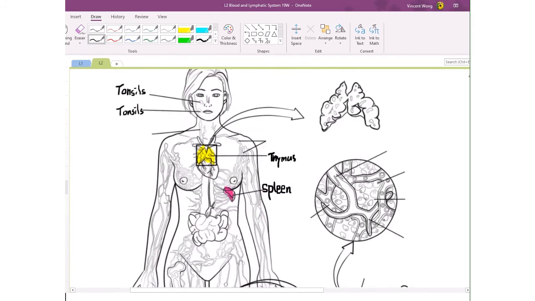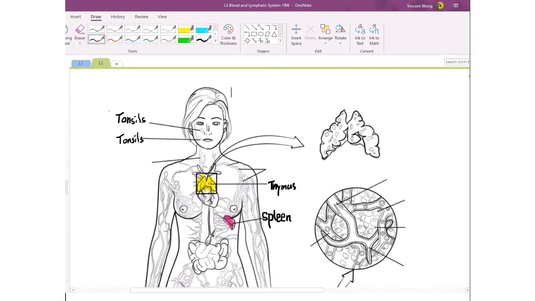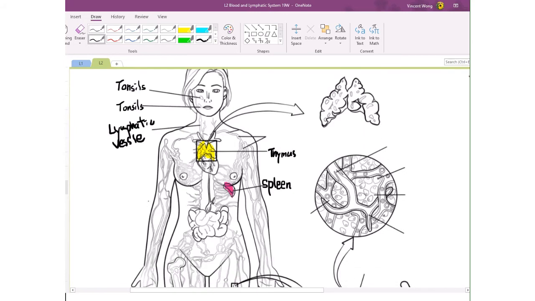Over here we have just a lymphatic vessel, and you can see the lymphatic vessel will actually merge here with your superior vena cava in this case, and that will return the lymph within the lymphatic vessels into your general circulation.